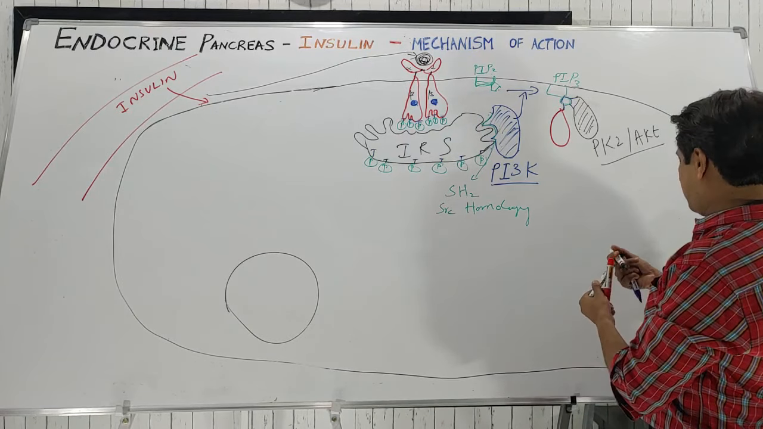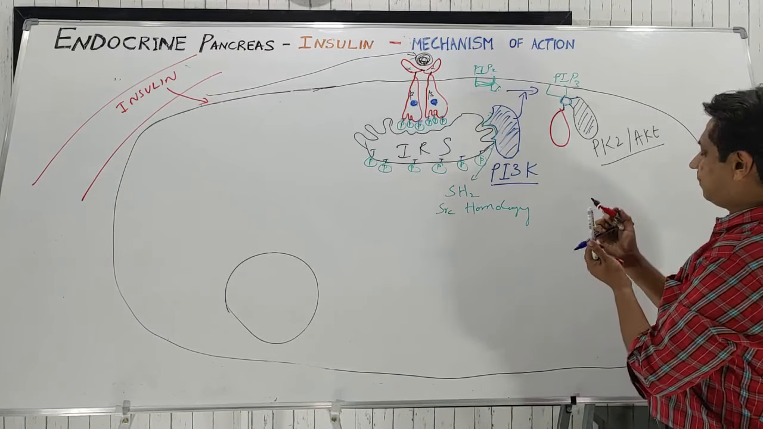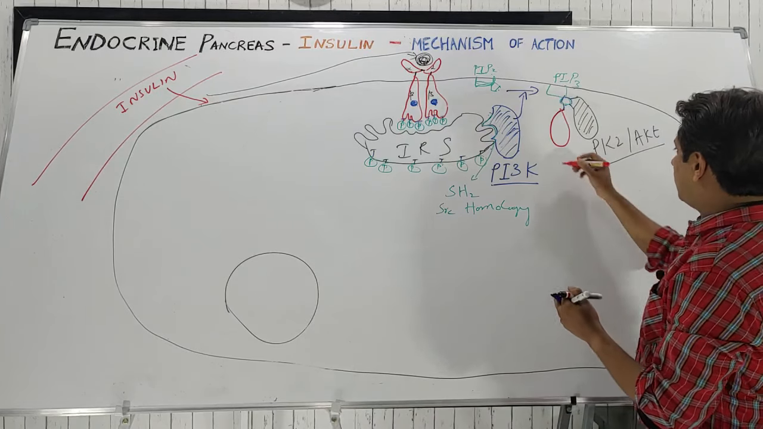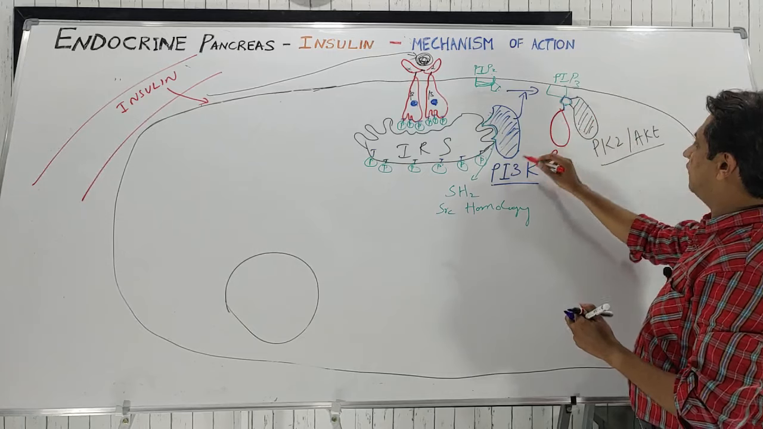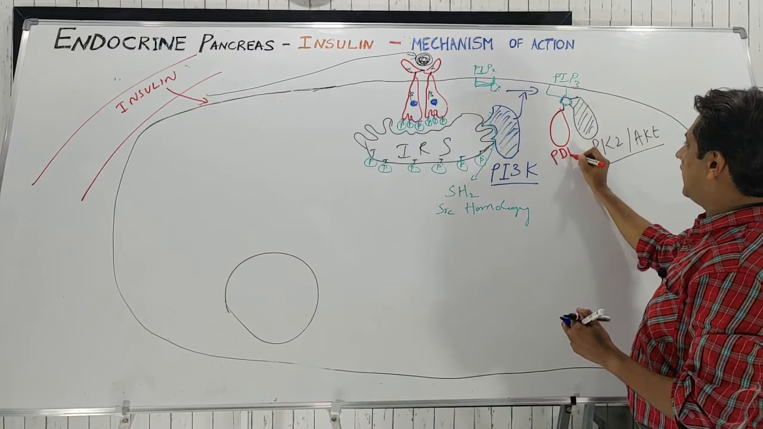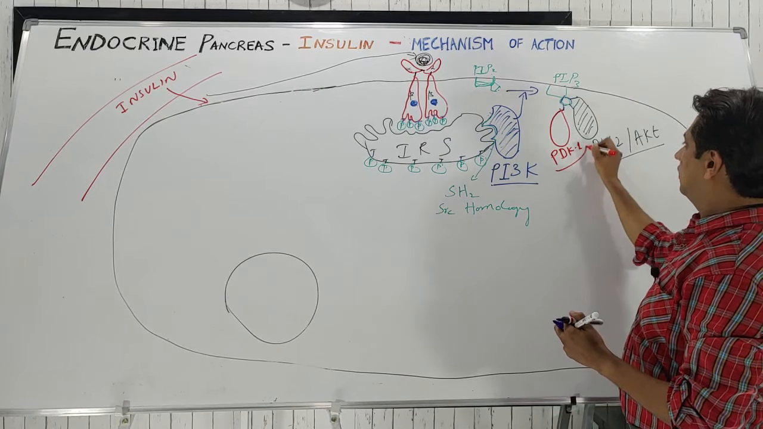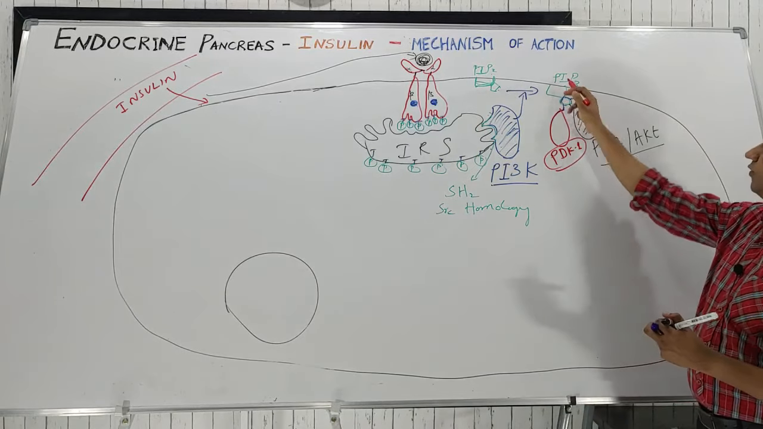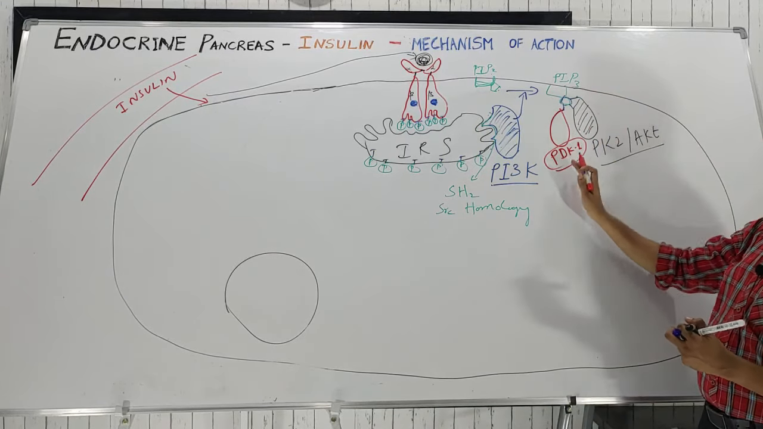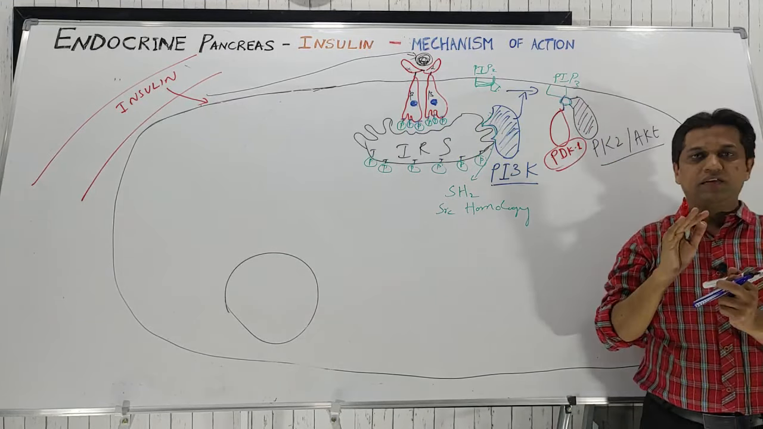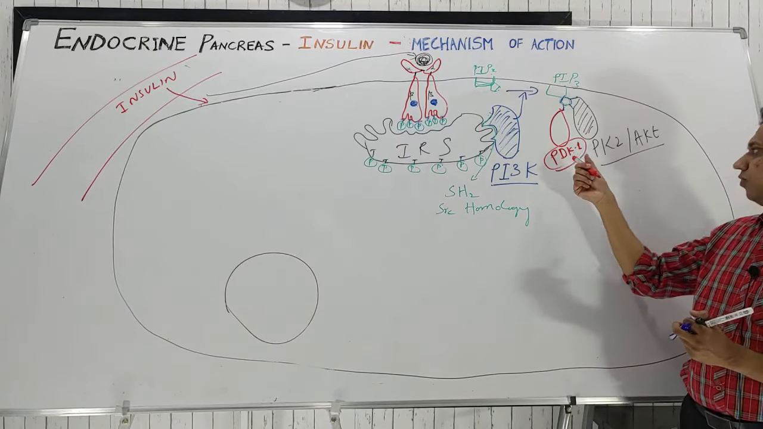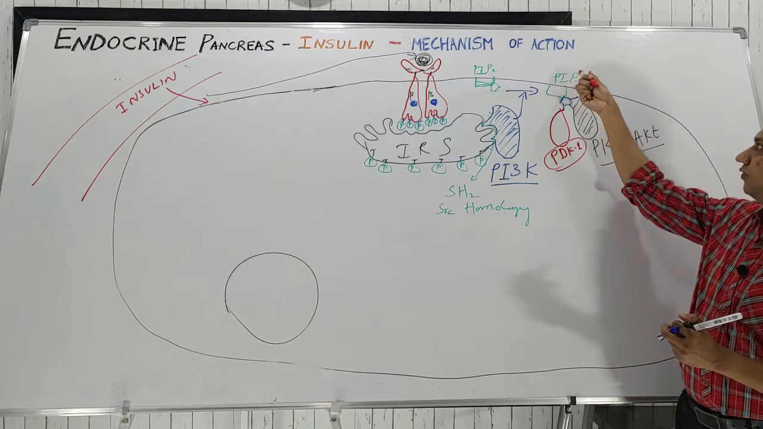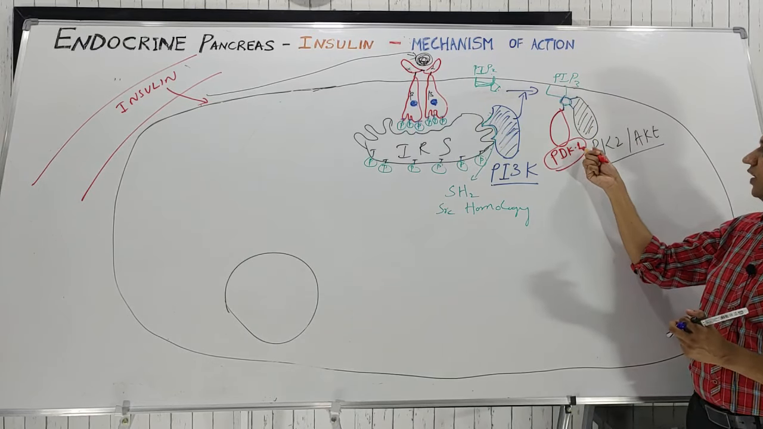So this enzyme is phosphatidyl inositol triphosphate dependent kinase 1. Usually kinases are the enzymes which will phosphorylate other enzymes. So this is phosphatidyl inositol triphosphate dependent kinase 1.